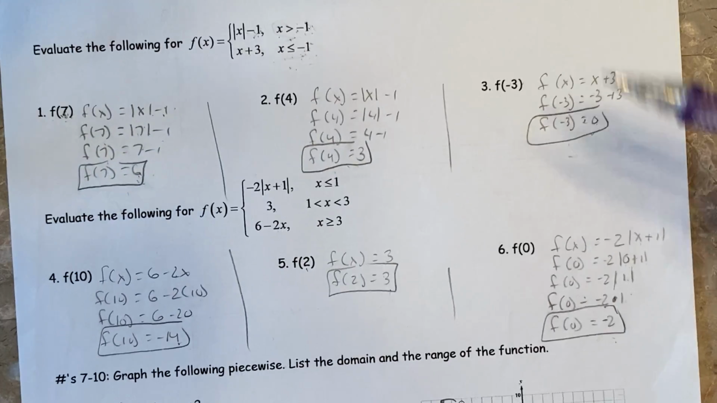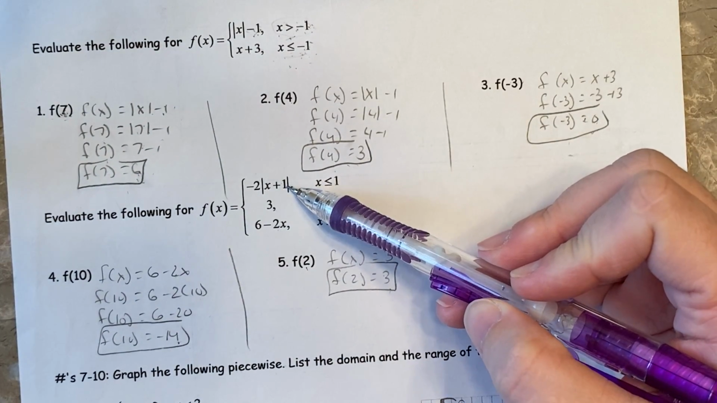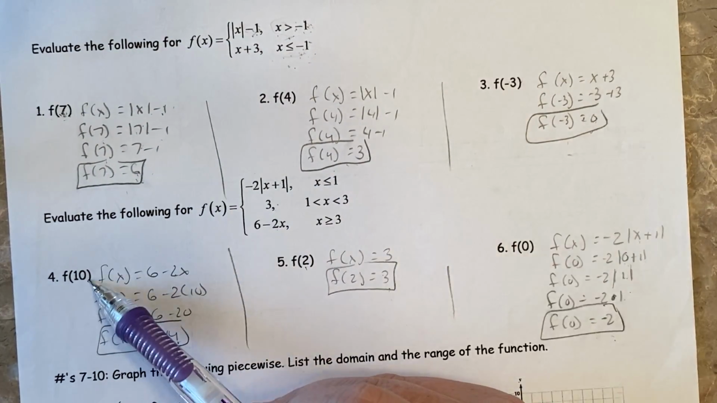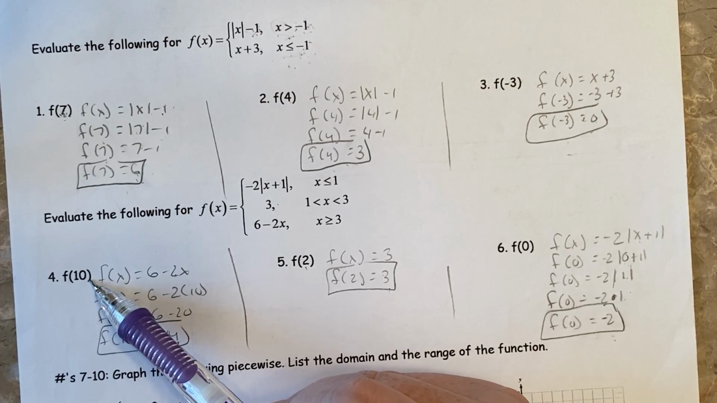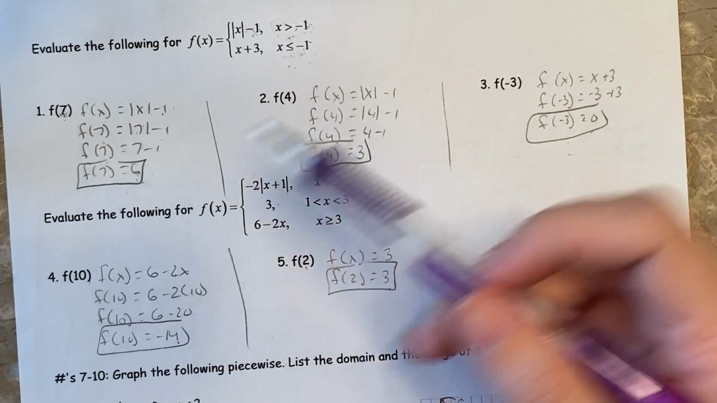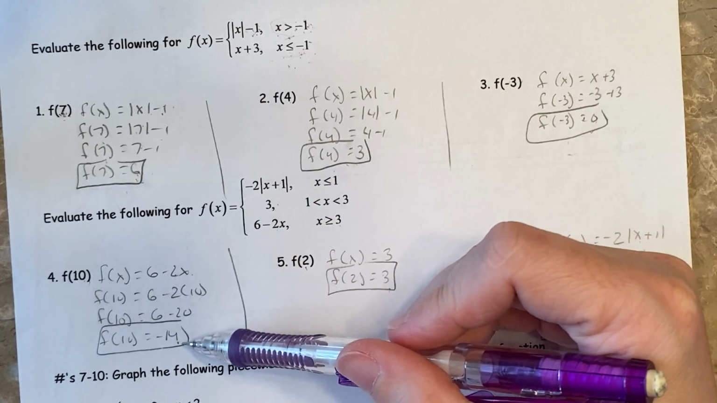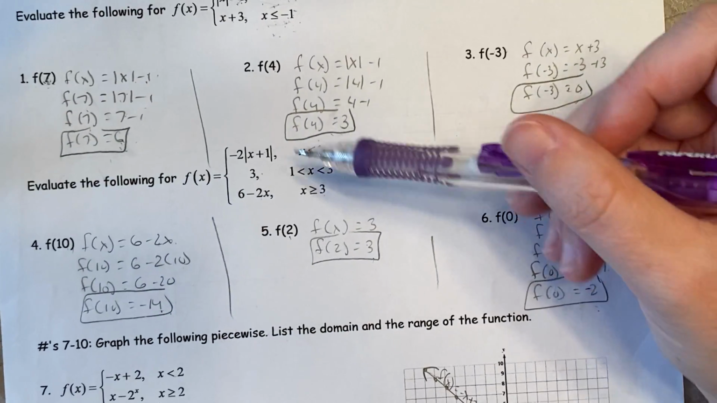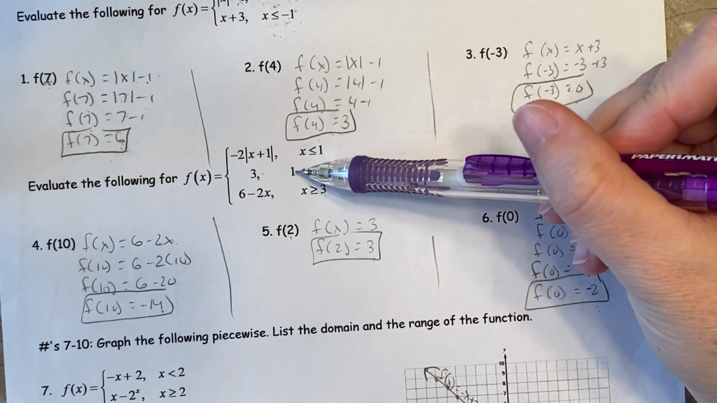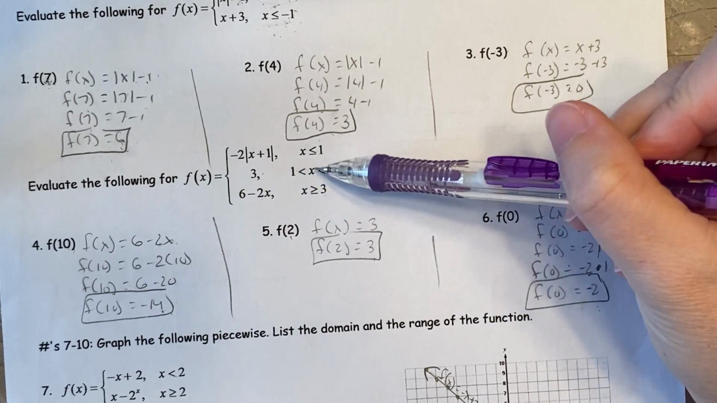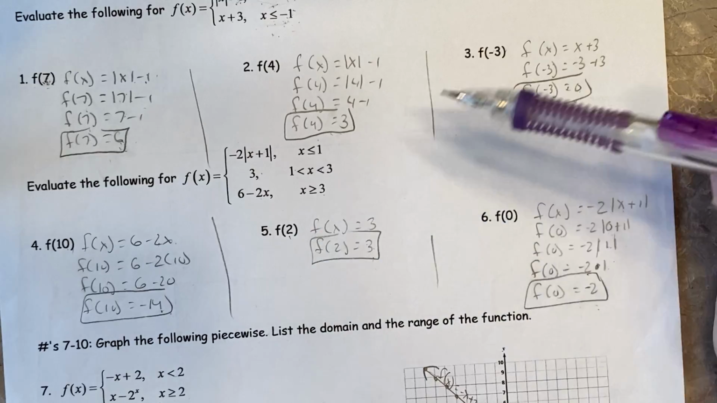All right, next one, you have absolute value again, and 2 linears. So same process, see which one, the x value, see which constraint it makes true. So 10 is bigger than 3, so that's going to go on the bottom one. F of 10 is -14. For 2, it is in between 1 and 3, so you're going to use a step function right here. So the answer is just 3. You don't have to show any work.